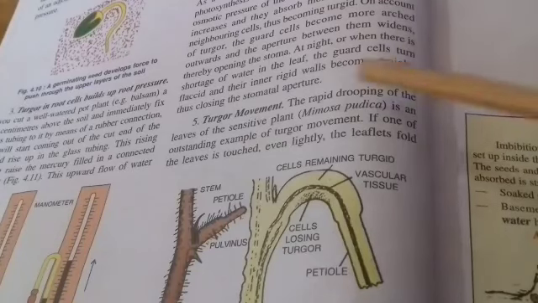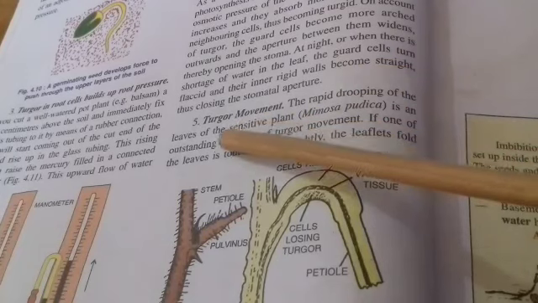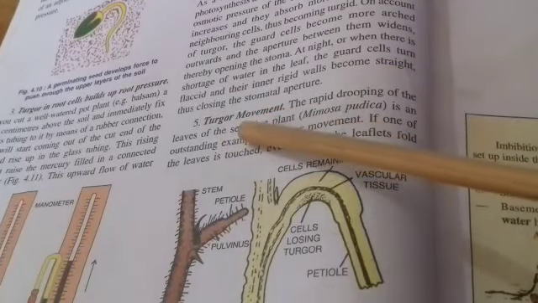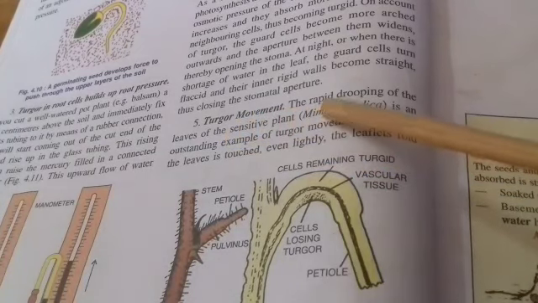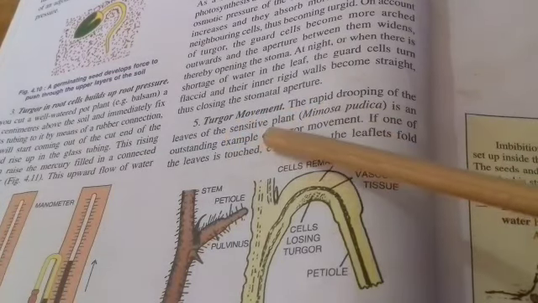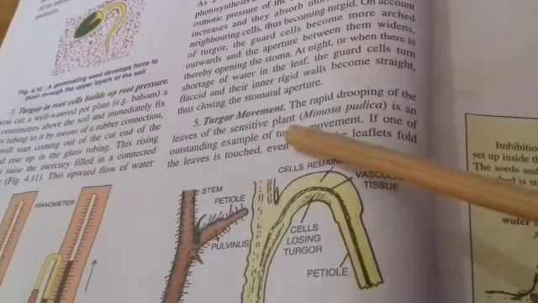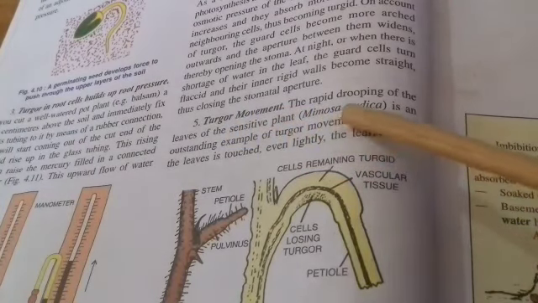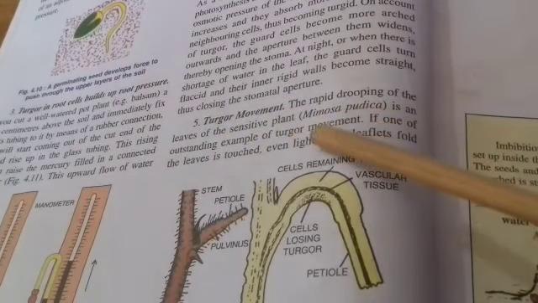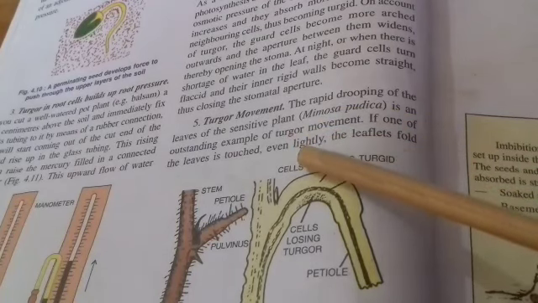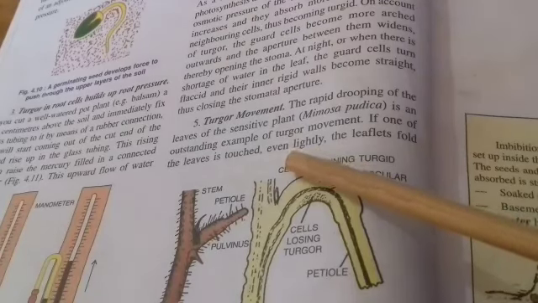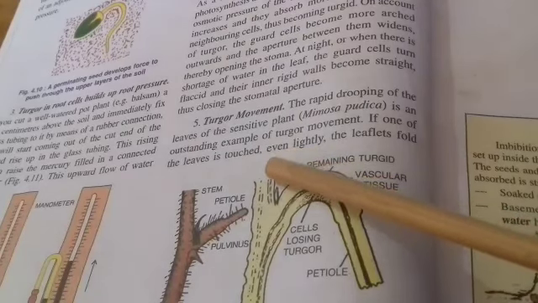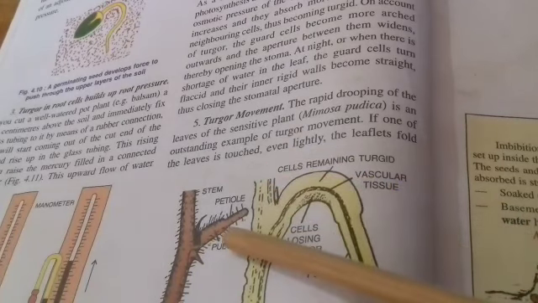In plants, some movements are caused due to turgidity, known as turgor movement. An example is the drooping down of leaves of the sensitive plant, or touch-me-not plant, Mimosa pudica. Have you ever touched this plant? Of course, you might have touched it sometime. When you touch the Mimosa pudica plant, the leaves droop down. You might have noticed. It is because of the loss of turgidity in the petiole region.